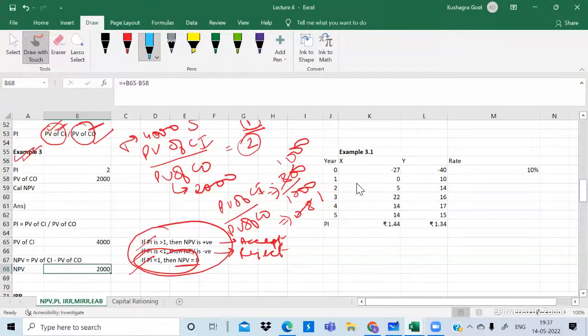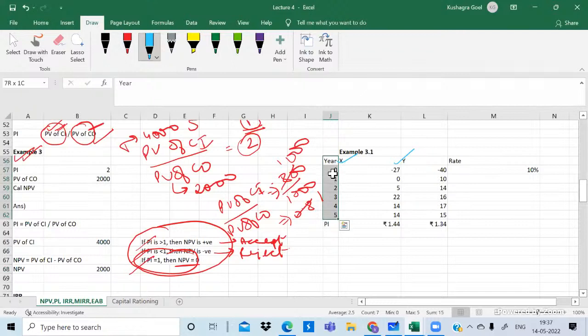No, fine. Again, it's a very simple example. You can solve it parallelly with me. Okay, so let's solve it parallelly. So what is done in this case? I've got two products or two machines or two projects. I've got project X and I've got project Y. And I've got the data for the next 5 years.